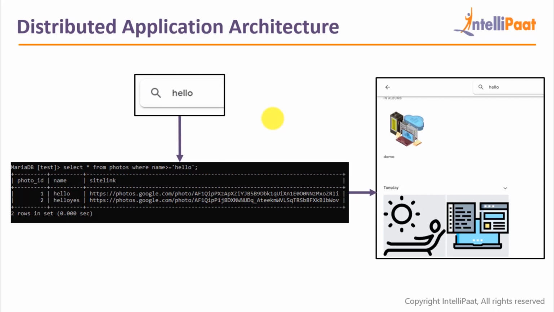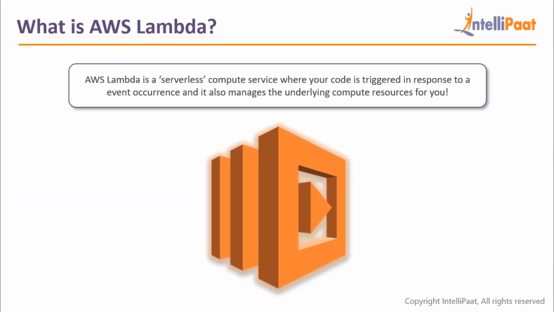So now we have learned what is a distributed application architecture and how the front end, the backend, and the database work together. So now let us move on and see what is AWS Lambda. AWS Lambda is a serverless compute service, which means you don't need to worry about servers while building and running applications.